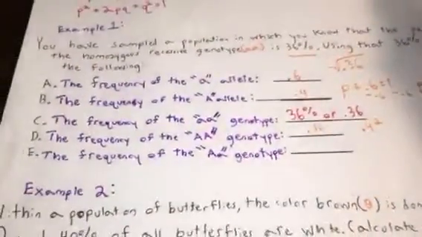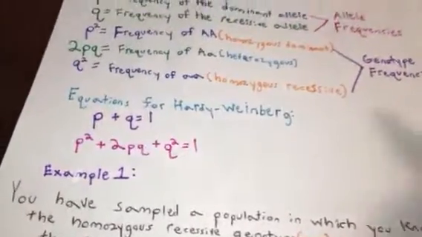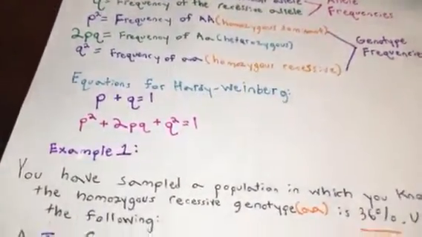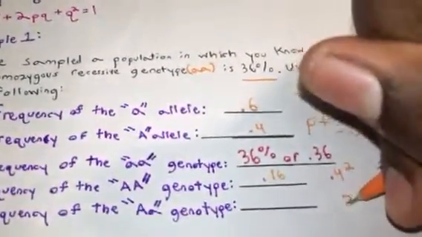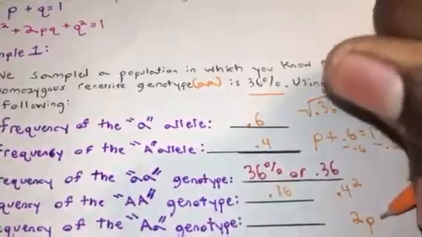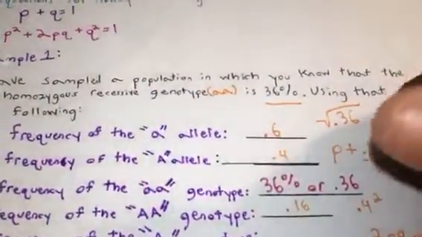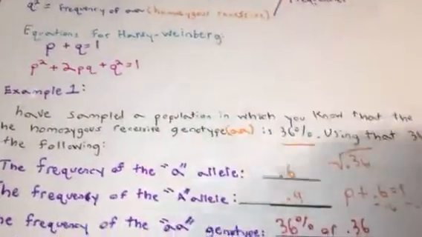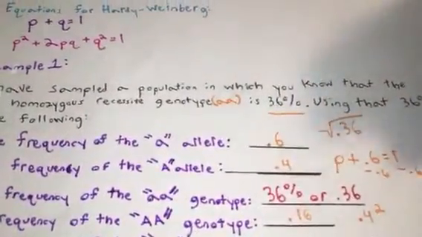And now for question E. This one is a little bit different, but it's still pretty simple, because this one's asking you for the frequency of the capital A, lowercase a, or the heterozygous genotype. So if you use the formula 2PQ, all you have to do is plug in the numbers. So you know that P is 0.4, and you know that Q is 0.6.